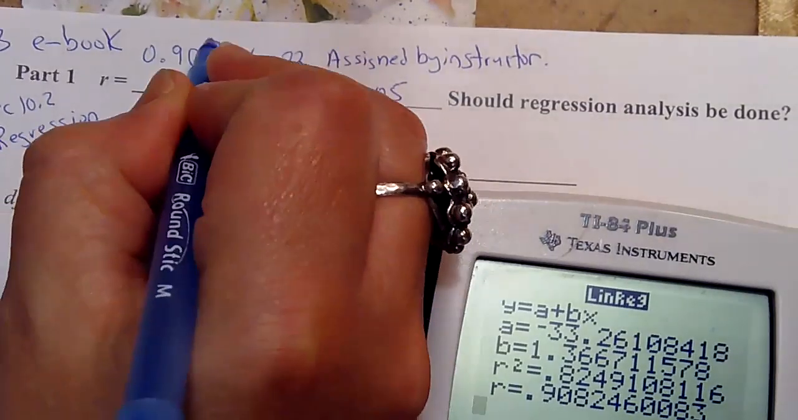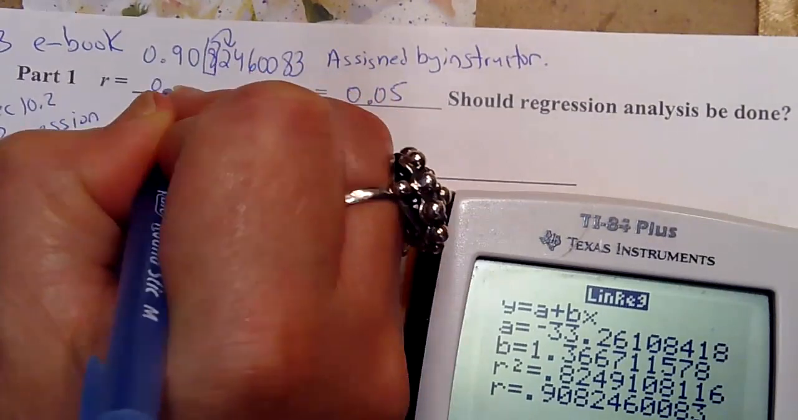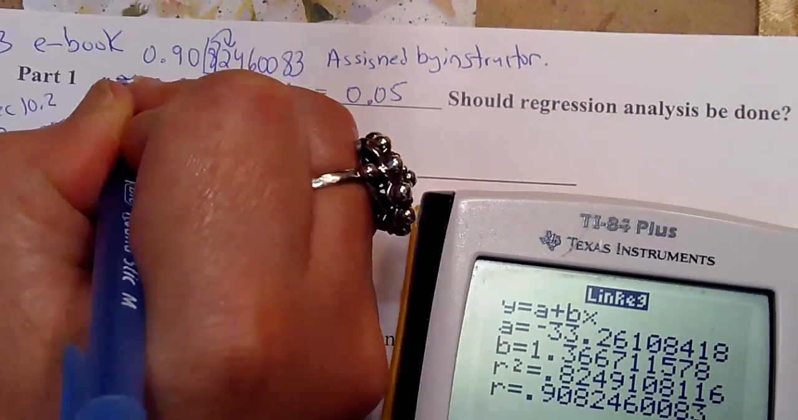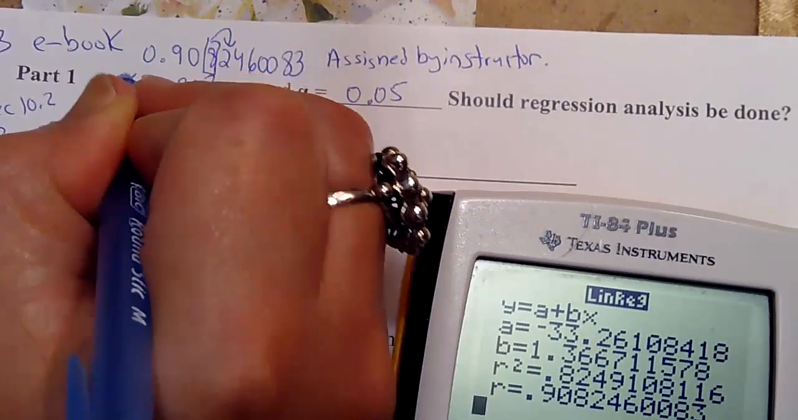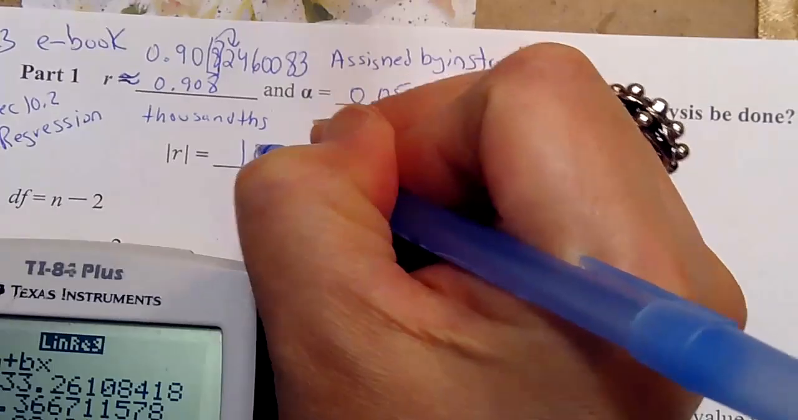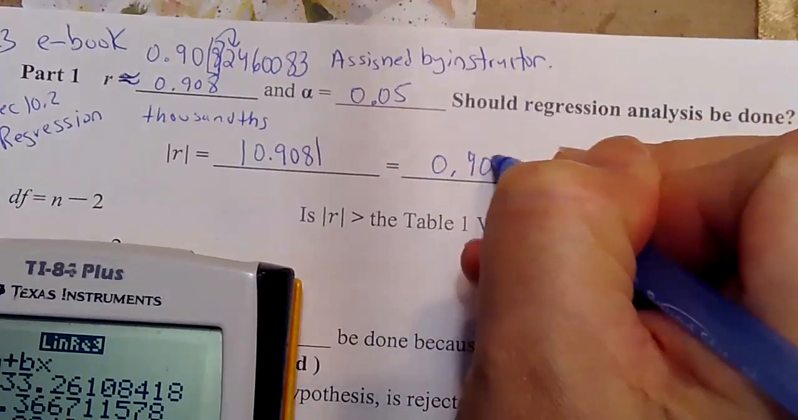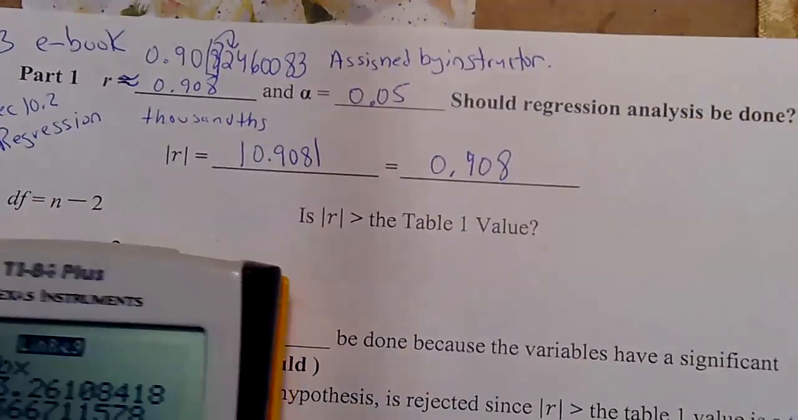I'm also going to round that to the nearest thousandths: tenths, hundredths, thousandths, and then look at the number to the right. Is that 5 or more? No. So r is approximately 0.908. And the absolute value of that is just 0.908.